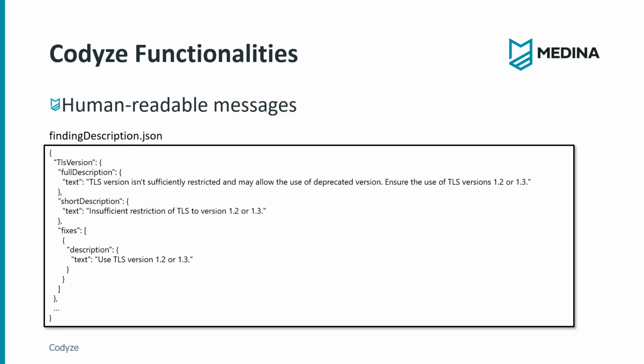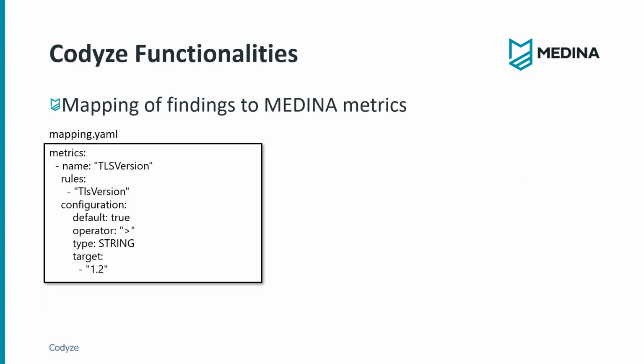Codyze also supports human-readable messages for its rules in its DSL. These assist developers in understanding the issue with non-compliant implementations and offer mitigation help. The example shows messages with respect to TLS protocol versions. The results from the source code analysis must be mapped to MEDINA metrics for further processing within the MEDINA framework. The example shows a mapping of MEDINA's TLS version metric onto the Codyze rule TLS version.